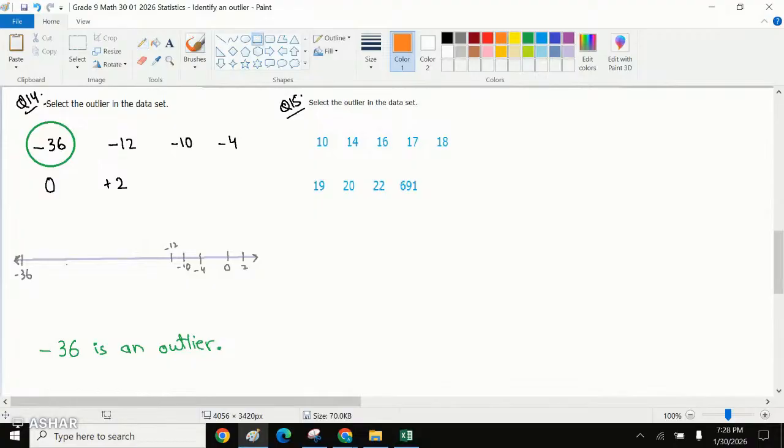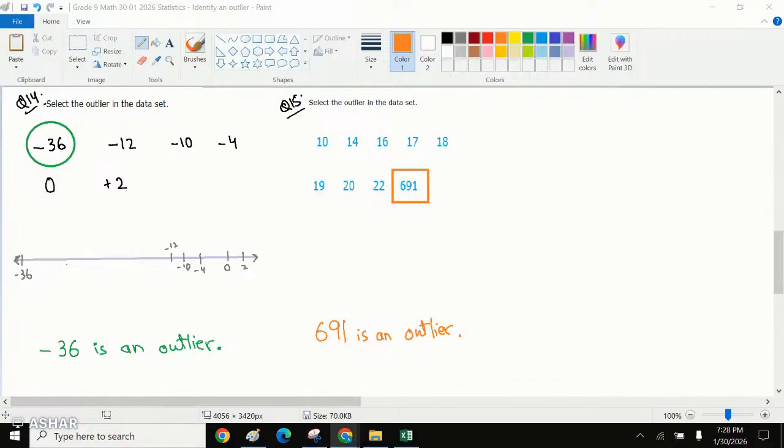Can anyone help me out? If we have 10, 14, 16, 17, 18, 19, they're very close. 14, 16, 17, 18, 19, 20. What about 691? We can directly say that 691 is an extreme value, therefore it is an outlier. Agreed? We don't have to worry much about this, because the numbers are very simple.